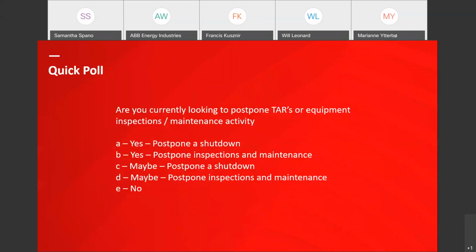Okay, so we've got some results that are going to be coming in, I think, shortly on that. All that everyone will be able to see. So this is really about the changing landscape.